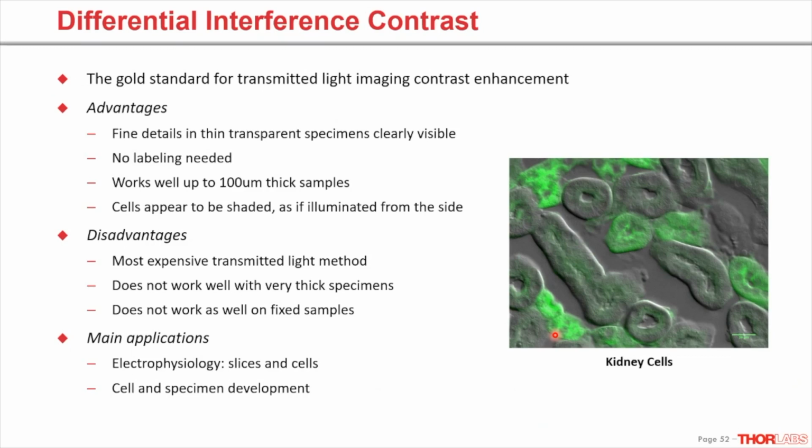So for DIC, it's kind of the gold standard for transmitted light imaging contrast enhancement. The advantages are you can see fine details in thin, transparent specimens clearly visible, as you saw in some of the data I showed. There's no labeling needed. It works well, actually, with up to about 100 micrometer thick samples, so that's nice for tissue work. Cells appear to be shaded as if illuminated from the side, allowing for this really nice contrast method, making not only cell walls, but internal organelles and structures really obvious with nice contrast.